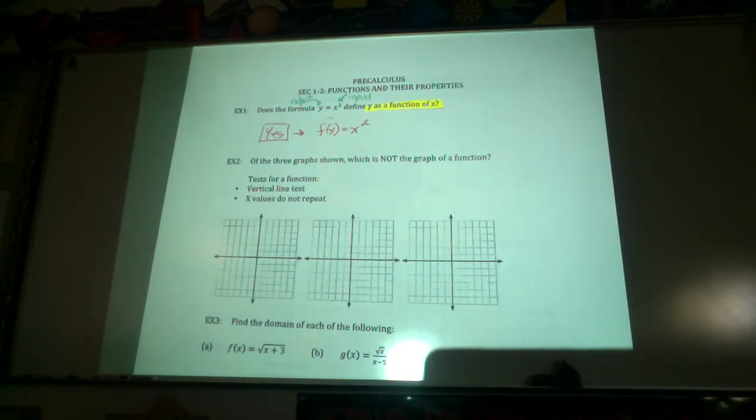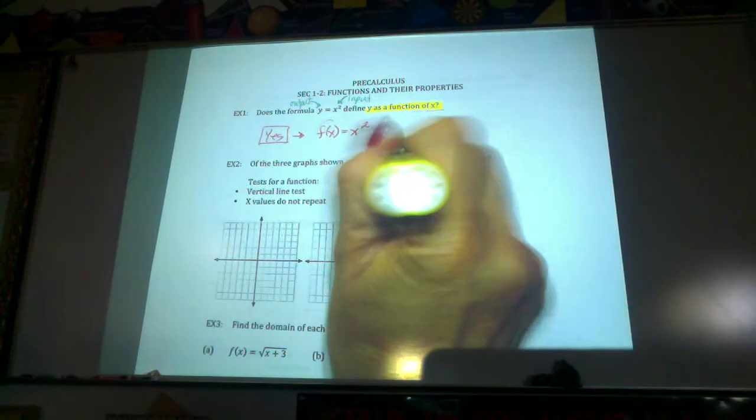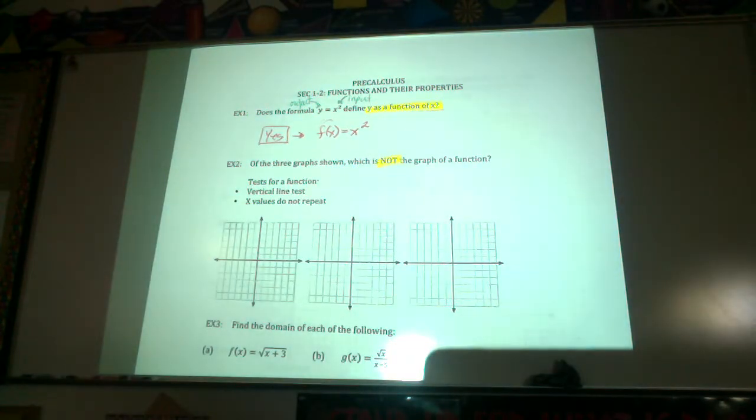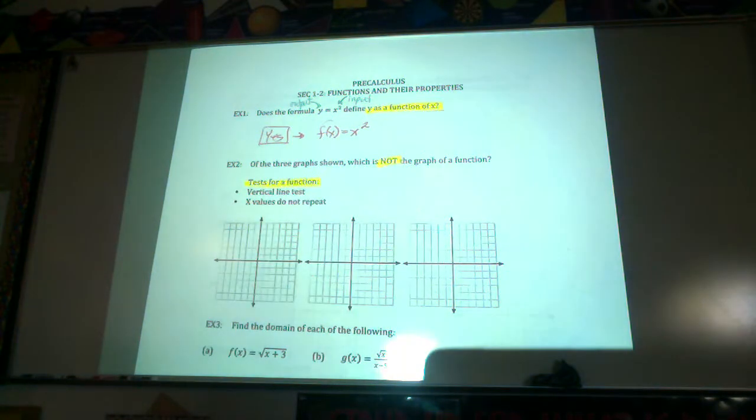Example 2. Of the 3 graphs shown, which we're going to draw, which is not the graph of a function? So, before we can do that, let's talk about tests for a function. Hopefully we can answer this question. Period 2 was silent. Vertical line test, what is that? Who would like to share? Hands raised. Nobody wants to share. Thank you, because otherwise I wasn't going to explain it.